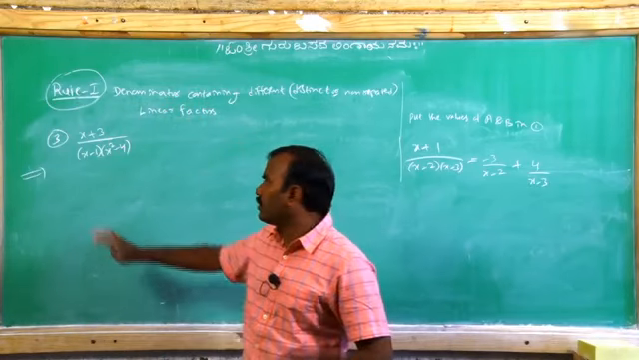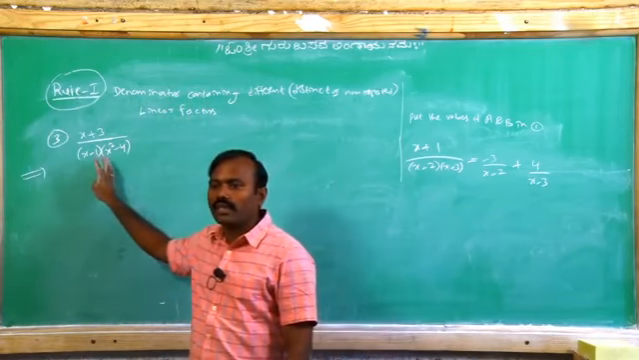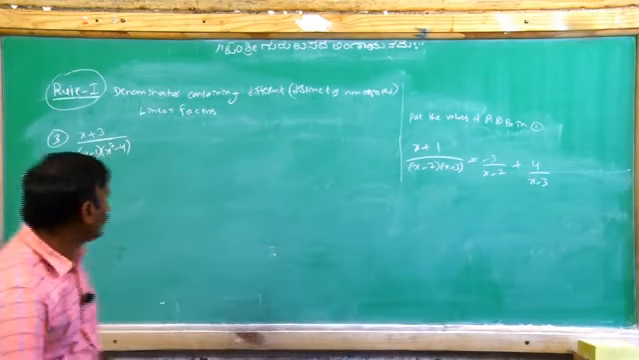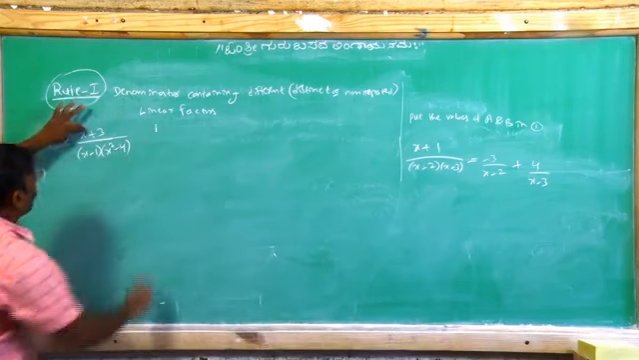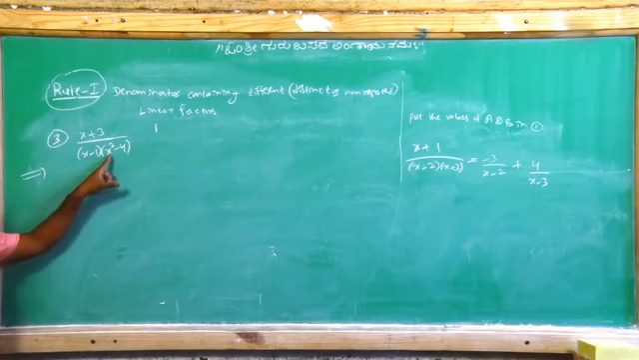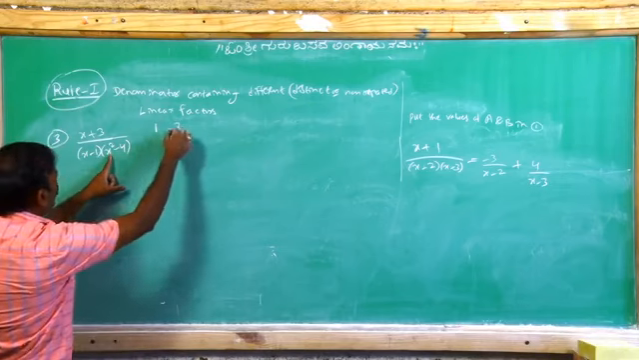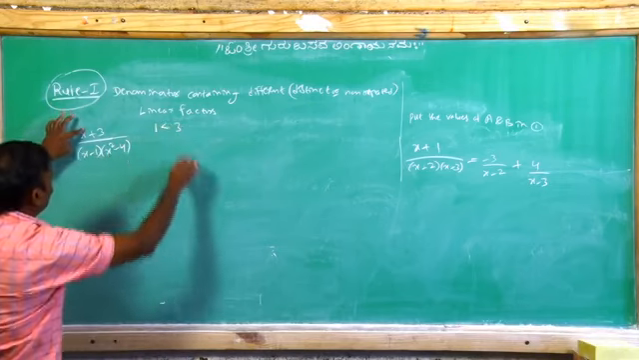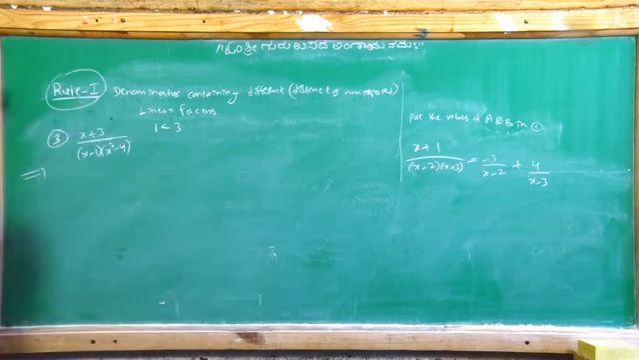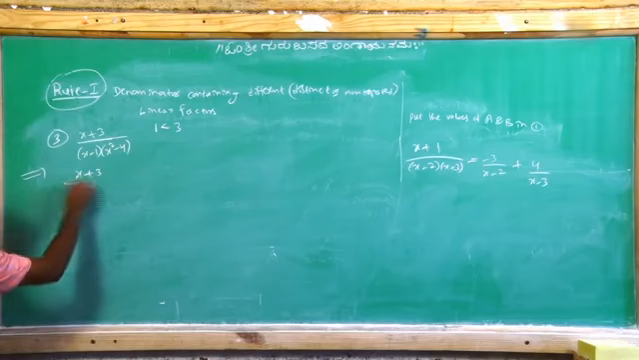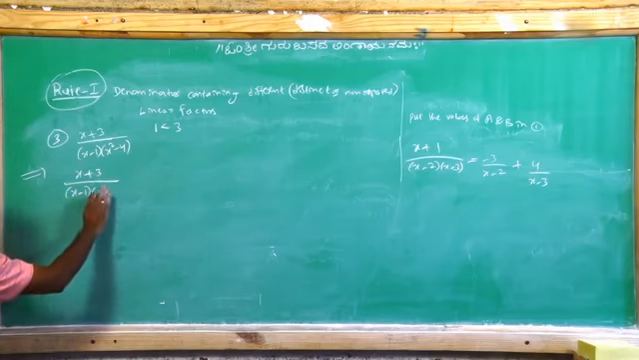First we find whether the fraction is proper or improper. The fraction is proper because the degree of the numerator, the highest power of x, is 1. The degree of the denominator is 3, since x into x square is x cube. The degree of the numerator is less than the degree of the denominator, so this fraction is a proper fraction.